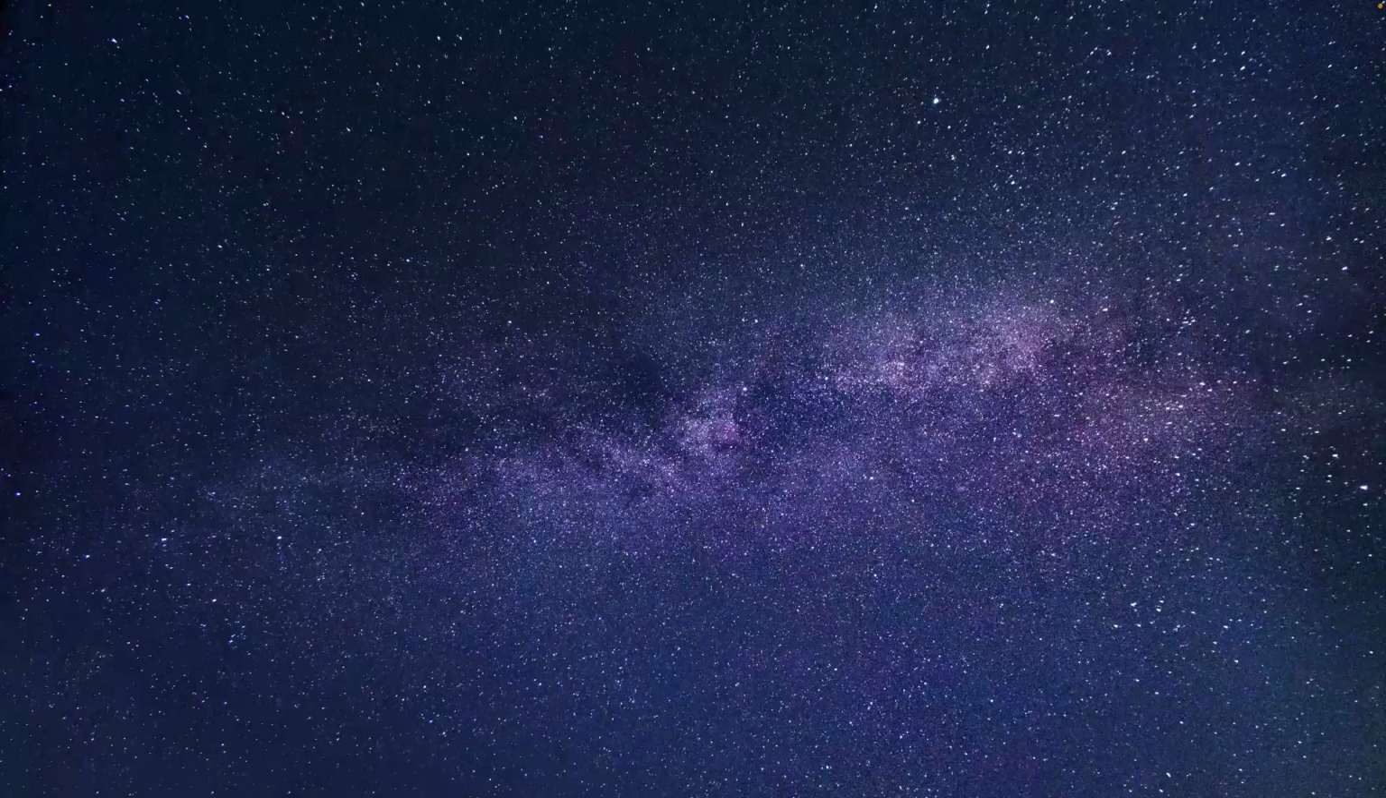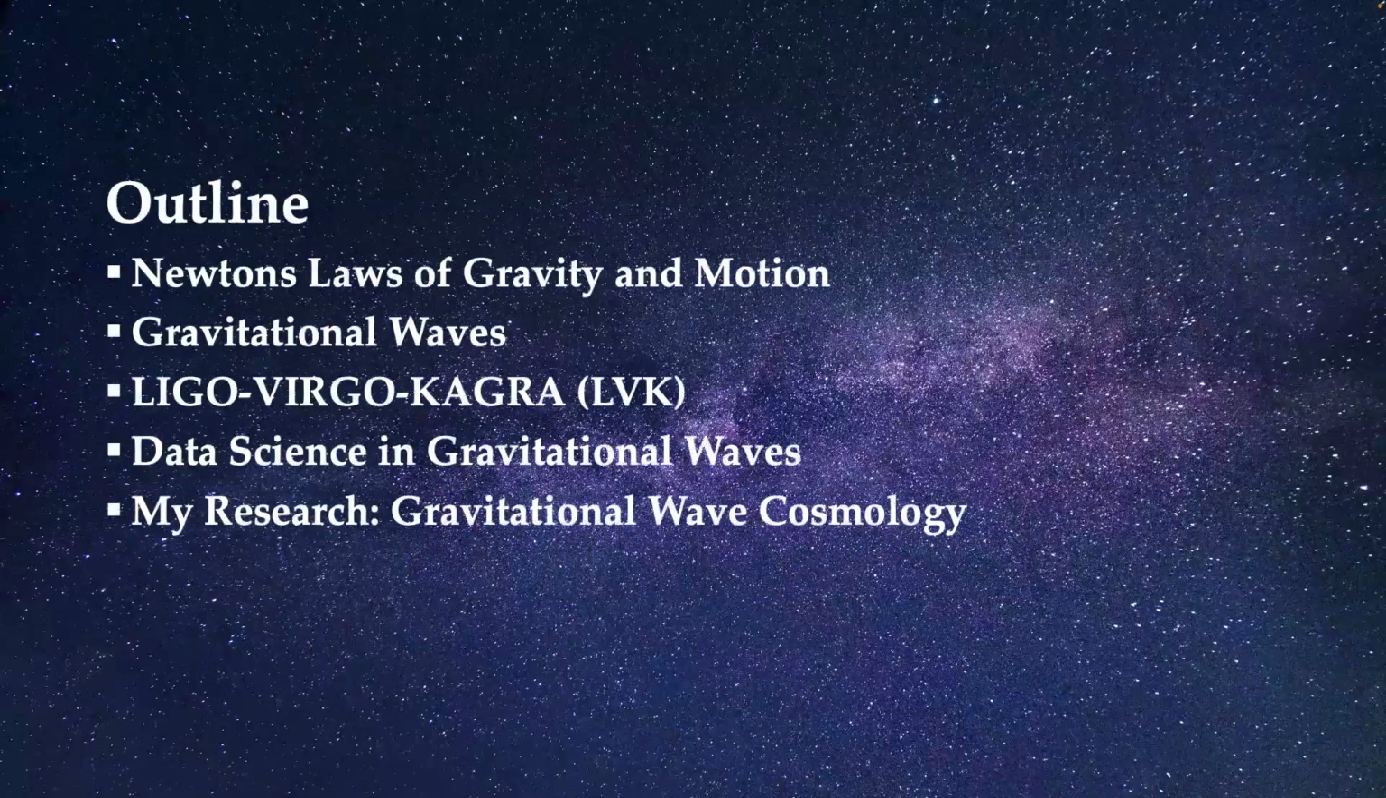So in terms of what we're going to cover, we're first going to cover very broadly Newton's laws of gravity and motion. Then I'm going to introduce to you what gravitational waves are, what they might look like. After that, I'm going to talk to you about the detectors that we use to see gravitational waves. We call this the LBK, or the LIGO detectors.